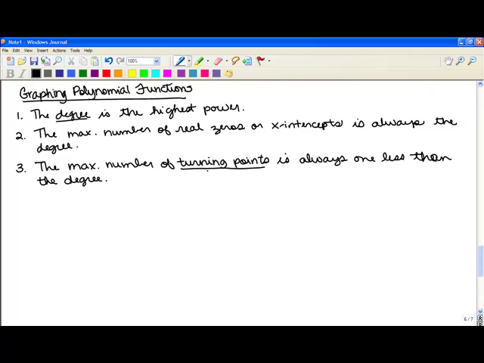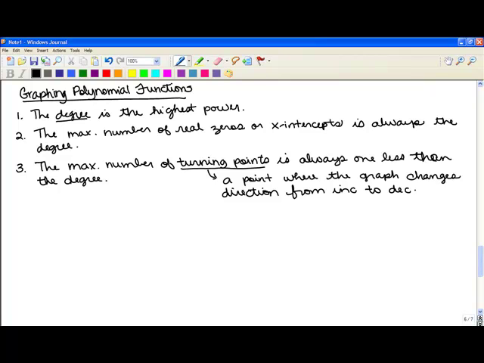Now, a turning point is a point where the graph changes direction from increasing to decreasing, or from decreasing to increasing.